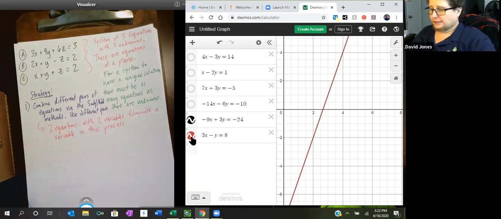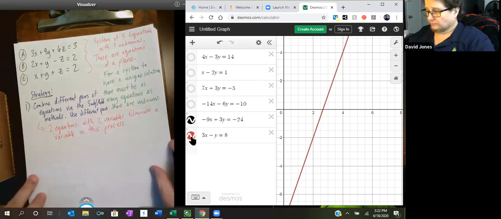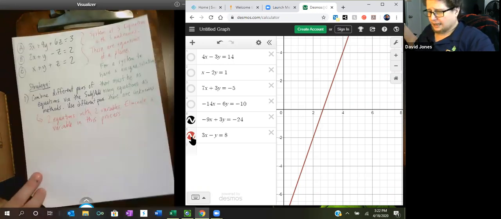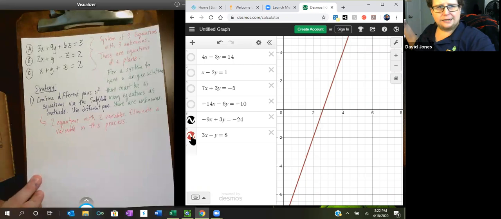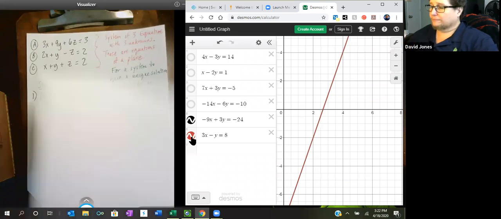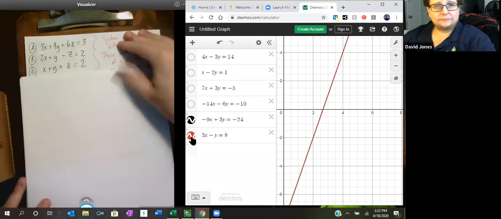So let's do that here. I'm going to start on another page. So pause it, write down the strategy real quick, because I'm about to cover it up so we can keep our equations up top.